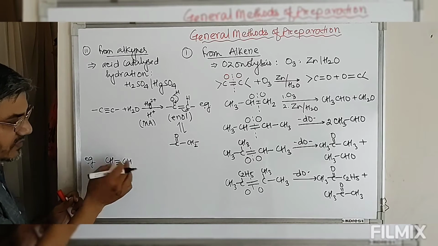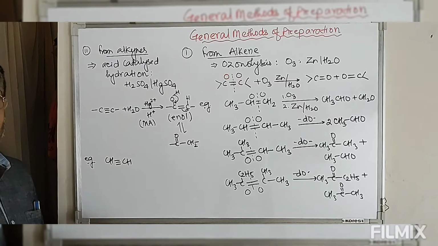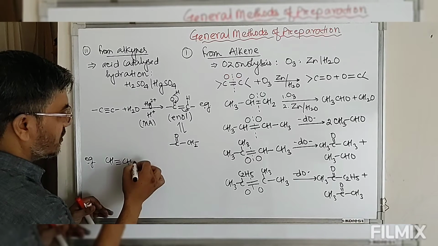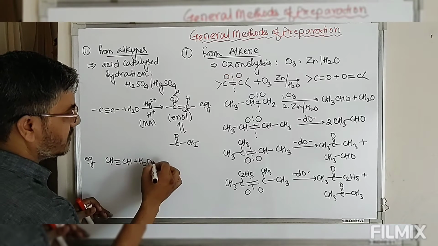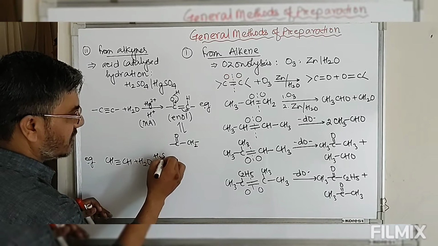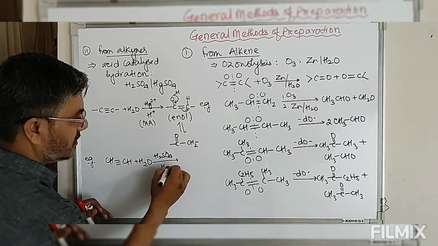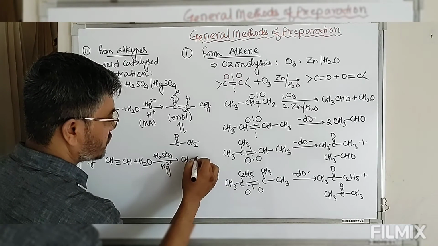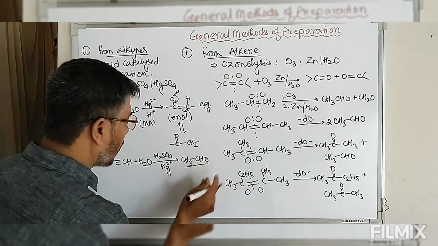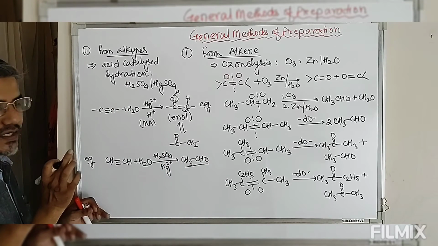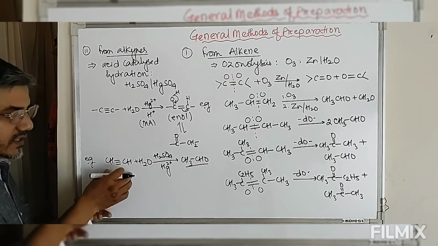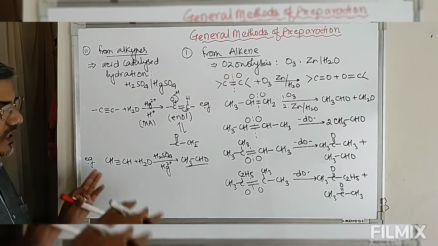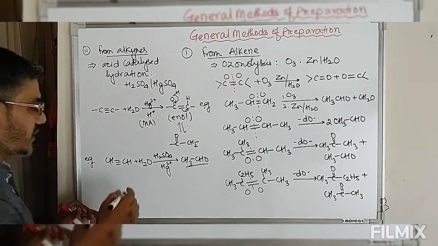Now both the carbons are identical, so there is no question of Markovnikov's or anti-Markovnikov's. Now this reacts with water in presence of sulfuric acid and mercuric ion. So this gives you CH3CHO. So this is the only alkyne that gives you aldehyde. Apart from this alkyne, all alkynes on hydration will give you ketone.